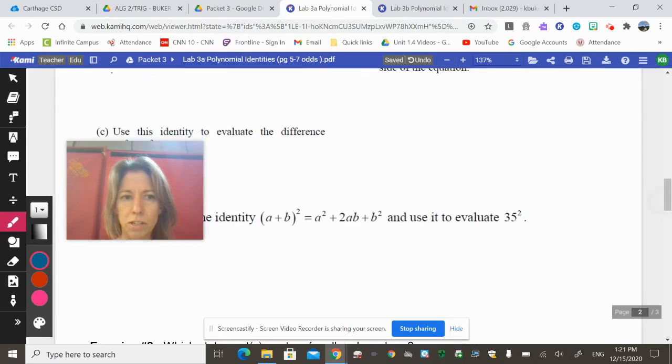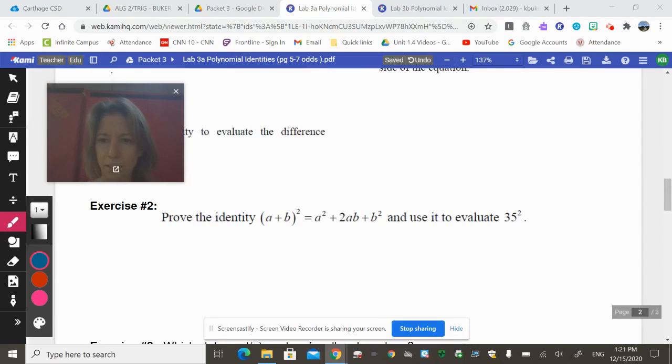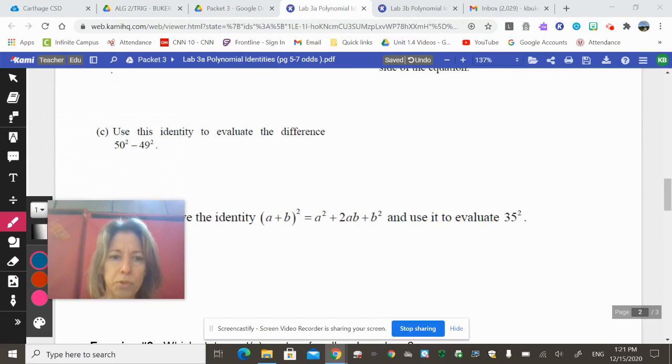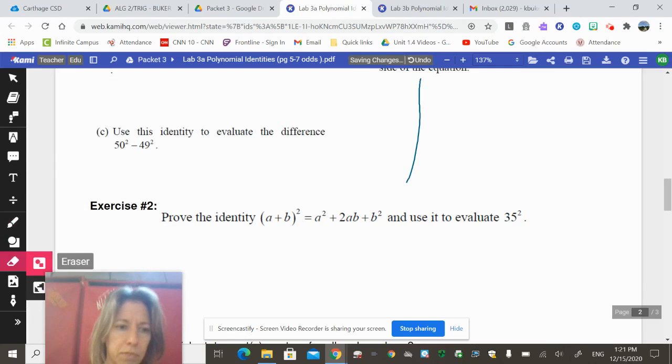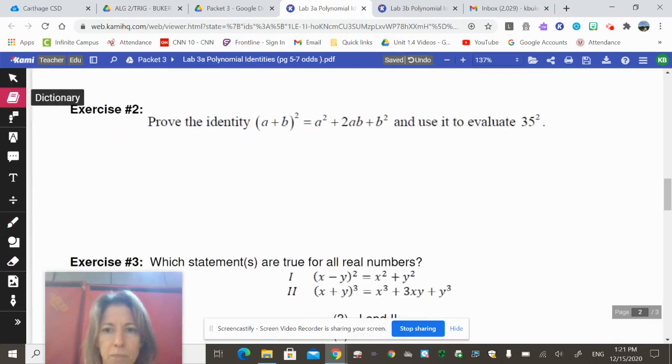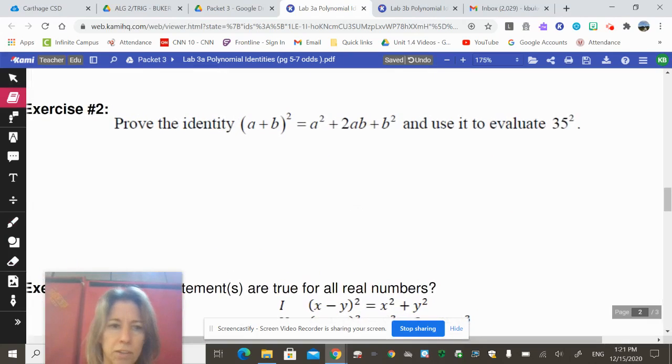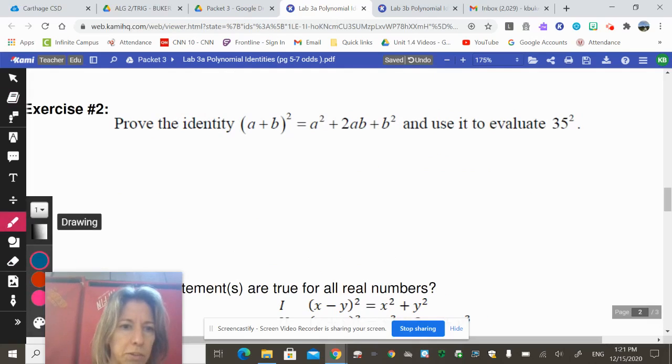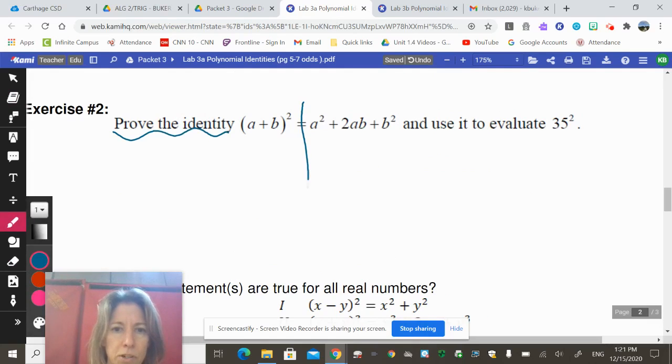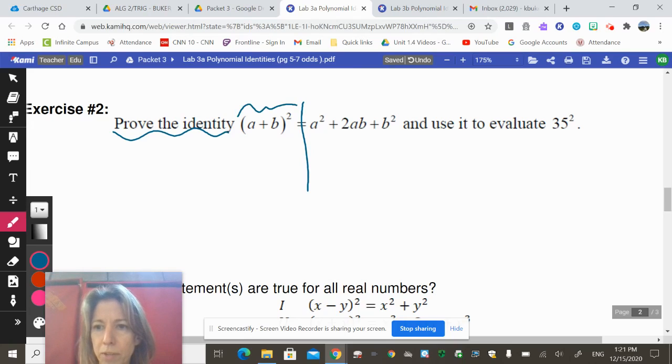You should have finished number 1, which is an odd, last time. All right, so for exercise 2, I'm going to have you guys prove the identity, but I'm going to help you use it to evaluate 35 squared. So you still have to prove the identity, and you can do that by expanding or manipulating the left side. Okay, so you're going to change this side, and you should end up with 2 identical sides. But I'm going to do this part with you. Use it to evaluate 35 squared.